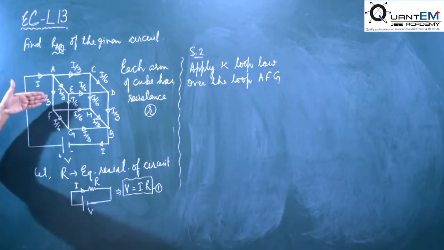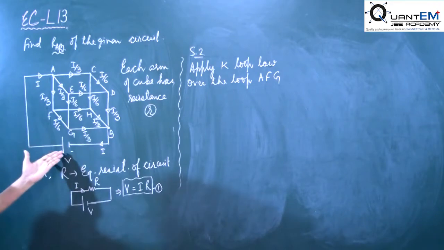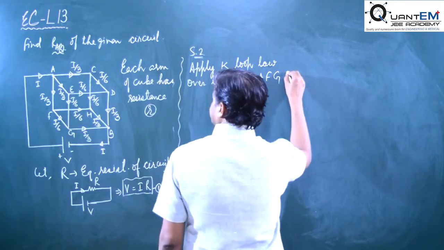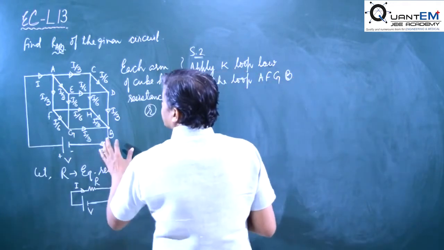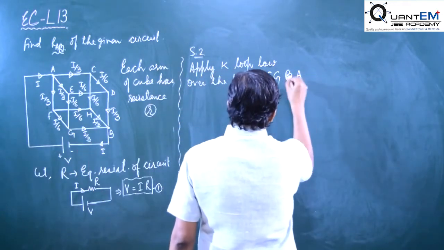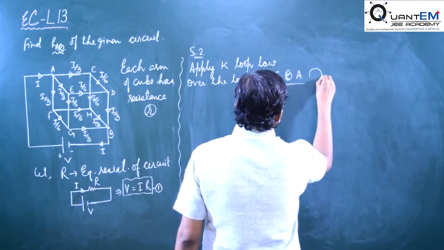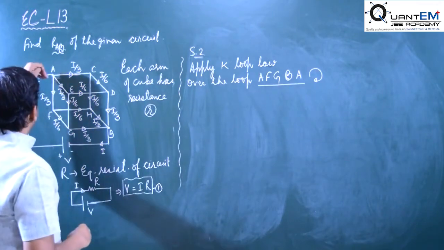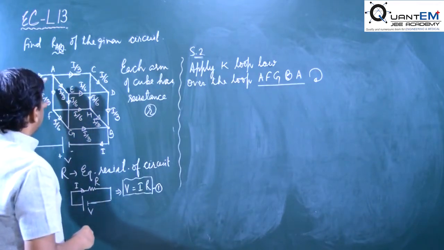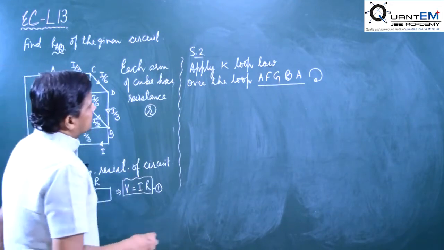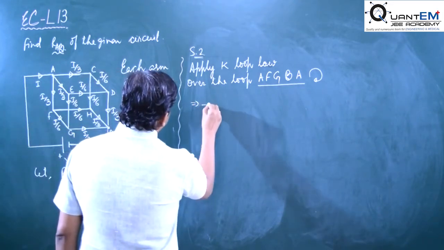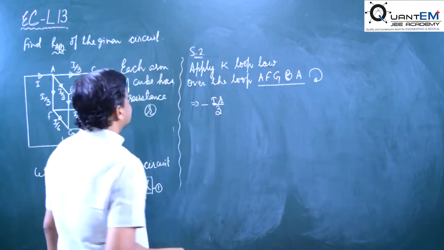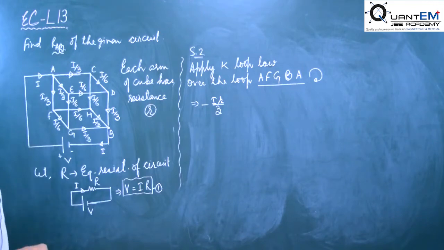So it is A, F, G, B and the source potential, and then again to A, like this. This loop is clockwise. Now let's start from A to F. See, current and loop are in the same direction, and the resistance of this arm is R. So according to the sign convention, it is minus IR by 3 if current and loop are in the same direction.